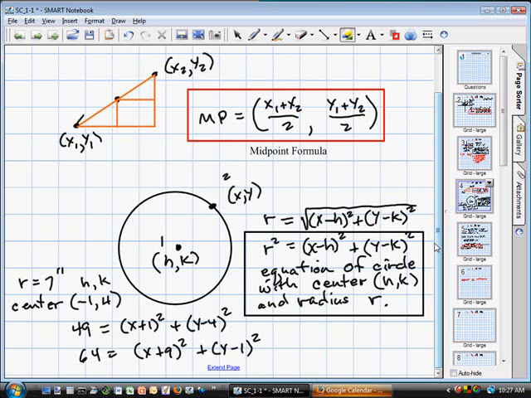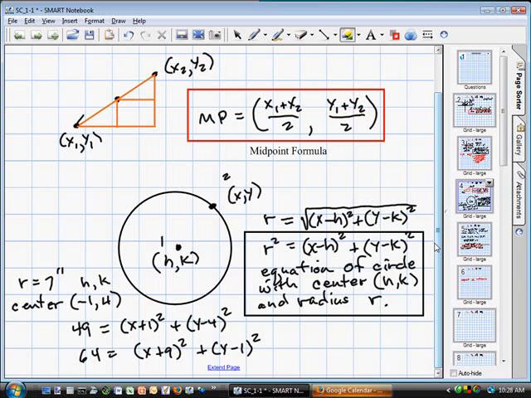So, let's do a quick practice. What if I said you have a circle whose radius is 7 inches and whose center, let's say, is at -1, 4? Well, using this right here, we should be able to write 7 squared, 49, equals x minus h, with h being -1. That's really just x plus 1, isn't it? Plus y minus k, y minus 4 squared.